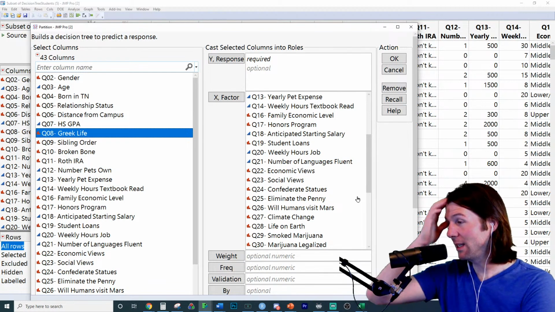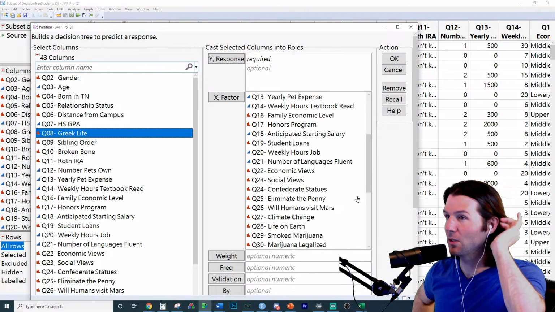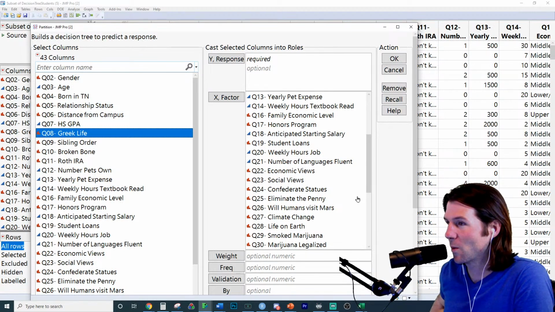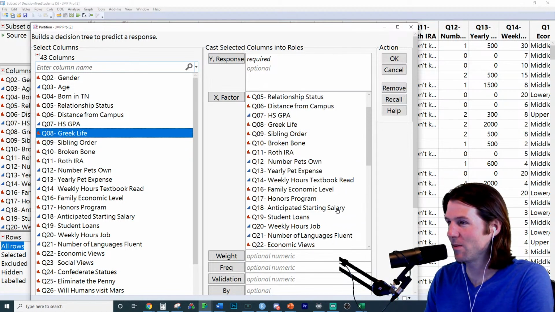So now that we've deleted the identifiers or things that act like identifiers, what do we have next? What variable are we going to predict?